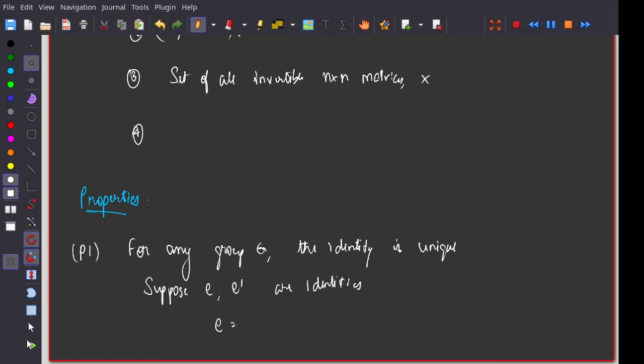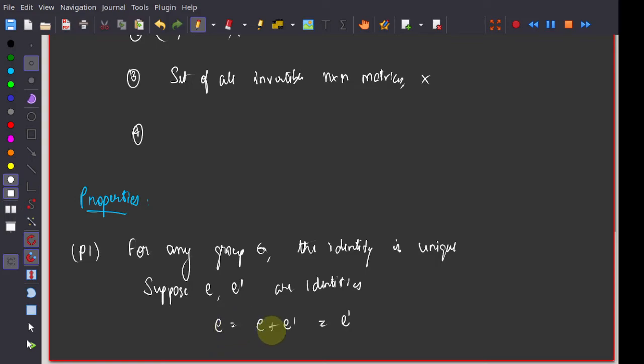So let us take E. I know that E prime is an identity element. So what can I say? E is equal to E plus E prime. Correct? But what do I know about E itself? It is an identity element. So what can you say about E plus E prime? It's equal to E'. It seems like a very trivial statement, something very simple, but you still need to formally argue this. You can't have more than one identity.